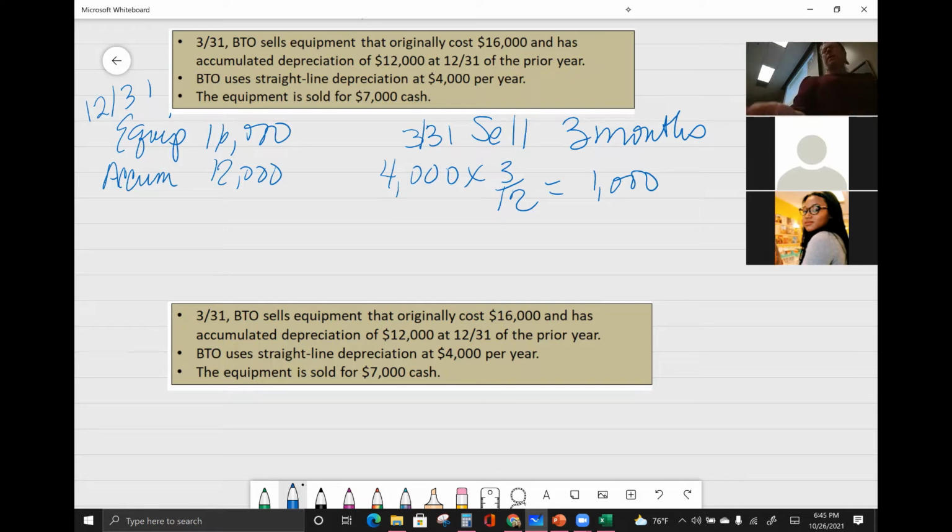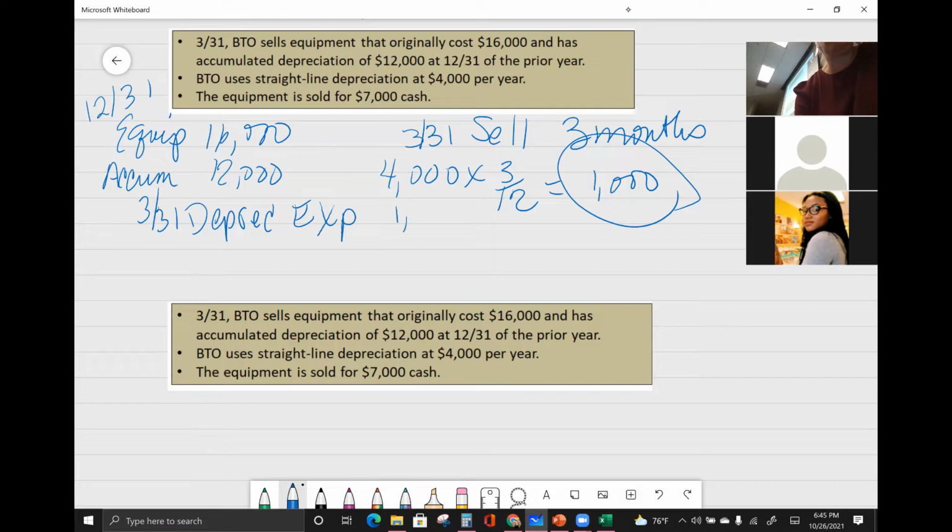So I need to put my entry on the books for that 3 months. That 3 months is $1,000 expense. How do we do our entry to enter depreciation? We debit on 3/31 depreciation expense, 1,000, accumulated depreciation, 1,000.